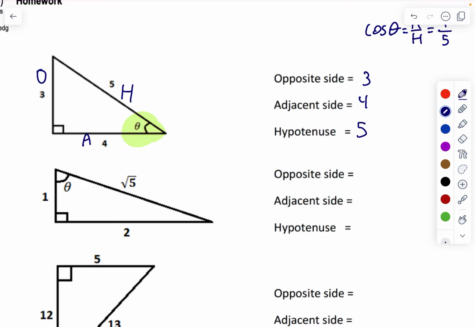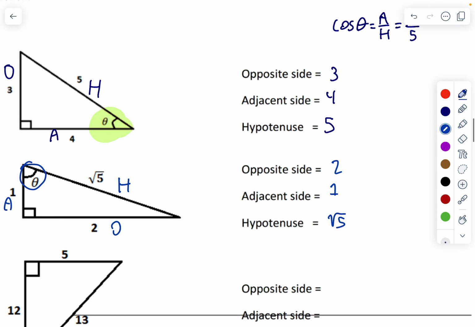Similar idea right over here. We got theta this way now. Hypotenuse is across from the right angle, so root 5 is the hypotenuse. 2 is the opposite side, 1 is the adjacent side. And let's say I wanted the tangent of theta. That'll be opposite over adjacent, that'll be 2 over 1.